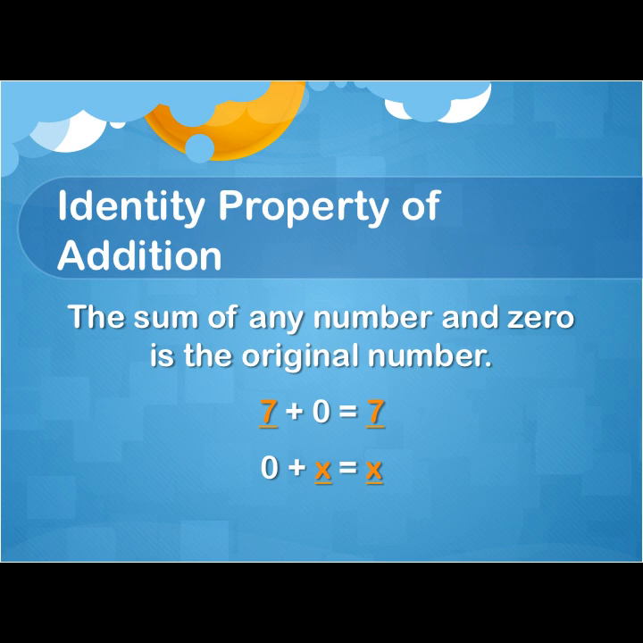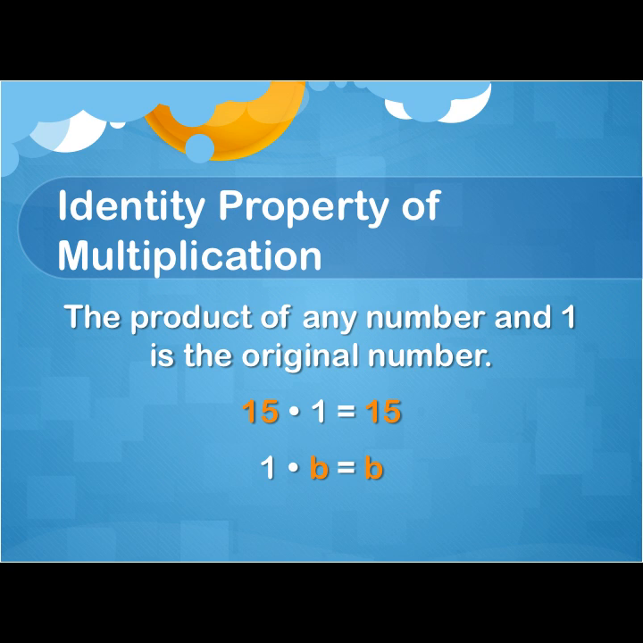The next property we will look at is the identity property of addition. The identity property states, the sum of any number and 0 is the original number. For example, 7 plus 0 is equal to 7, and 0 plus x is equal to x. Next, the identity property of multiplication states, the product of any number and 1 is the original number. So 15 times 1 is equal to 15, just as 1 times b is equal to b.